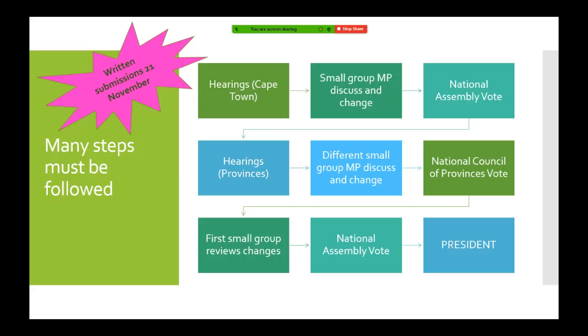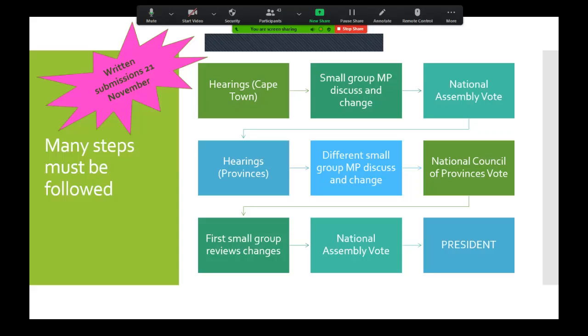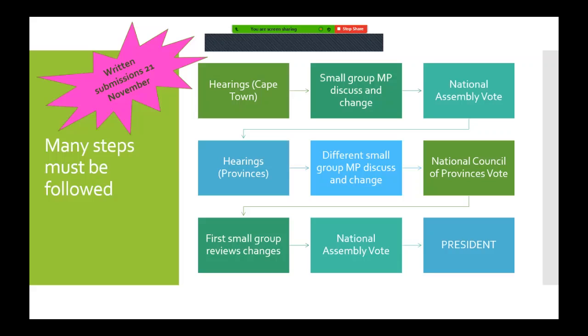And again, they will have small groups of MPs that make suggestions for changes, and they'll come back to the National Parliament, and the National Council of Provinces will vote on it. And then once all of those changes have been put together, it'll go back to the National Assembly, where that same first small group will review the changes that have been made by other people, and the National Assembly, the big group of all the MPs, will vote on it again, and it'll be sent to the President.